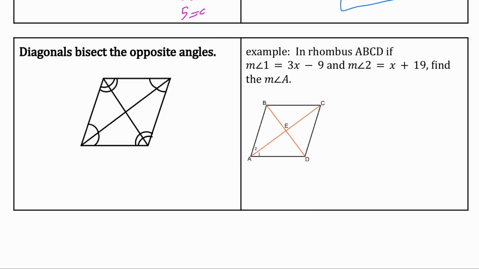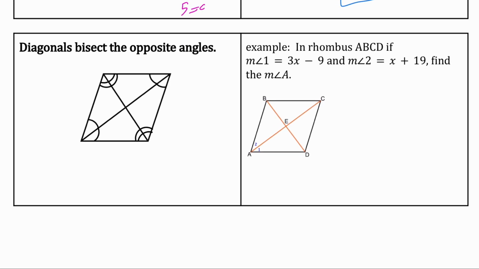All right, the last specific property for a rhombus is that the diagonals bisect the opposite angle. So in the diagram, what we're seeing here is these 2 angles are congruent. These 2 angles are also congruent. Actually, all 4 of them are congruent to each other. And then the same thing on these 2 sides here. Those diagonals are cutting those angles in half.